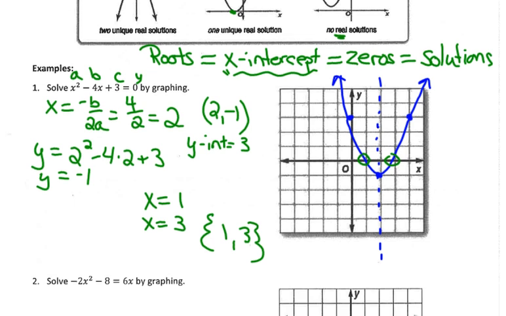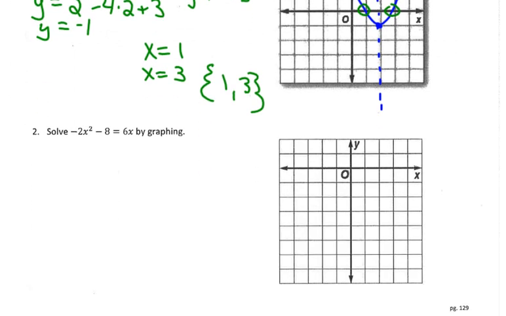All right, this one, I'm actually going to take a table of values for. So when I do that, I first like to always find my axis of symmetry anyway, so that I know where to get my values.